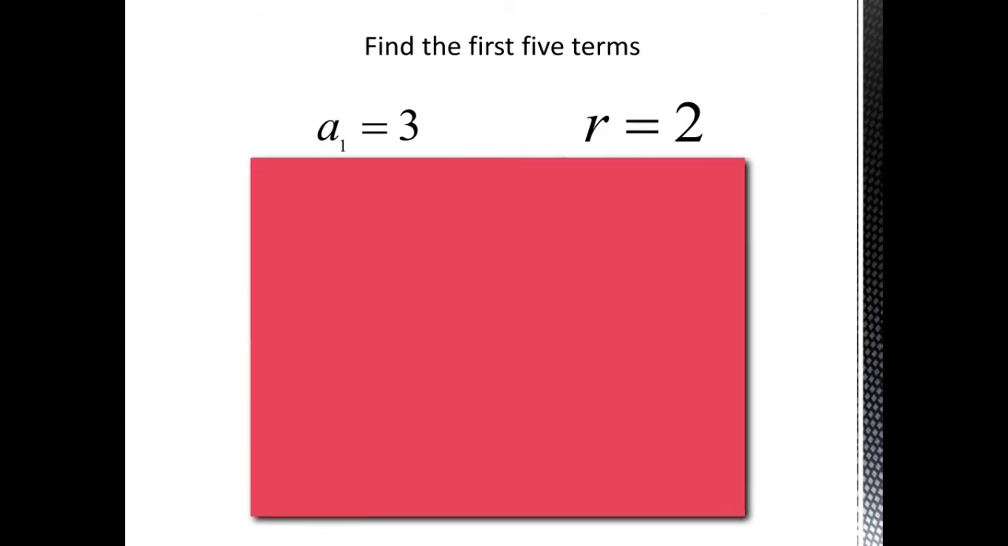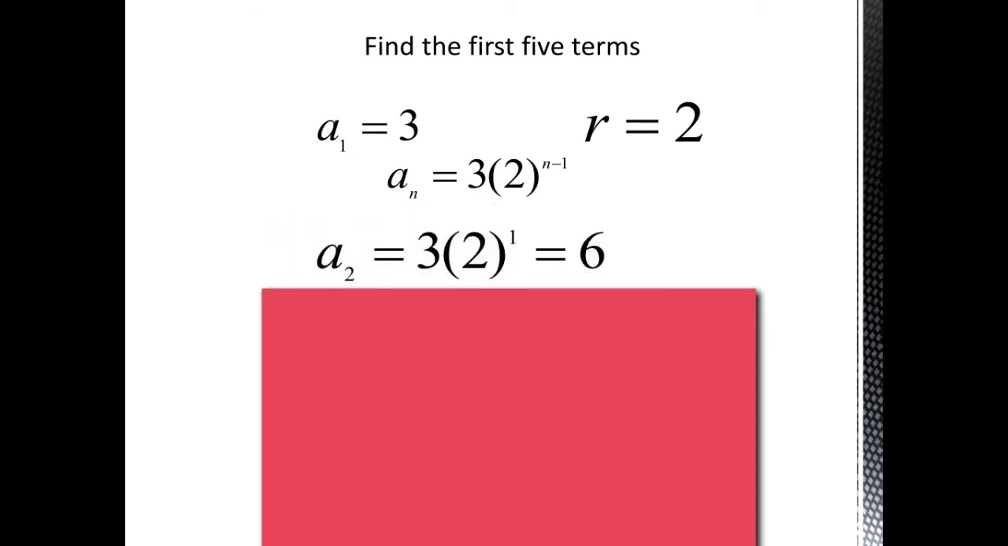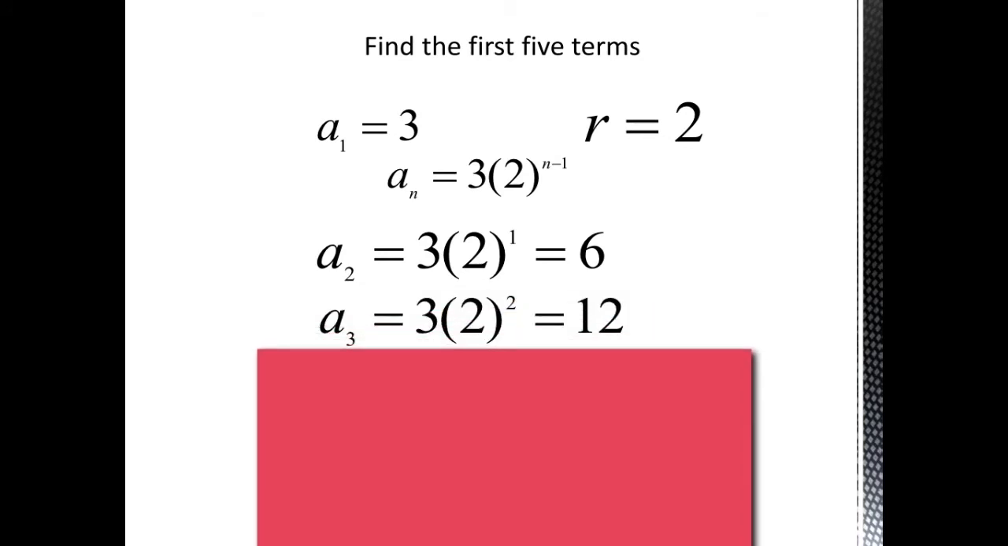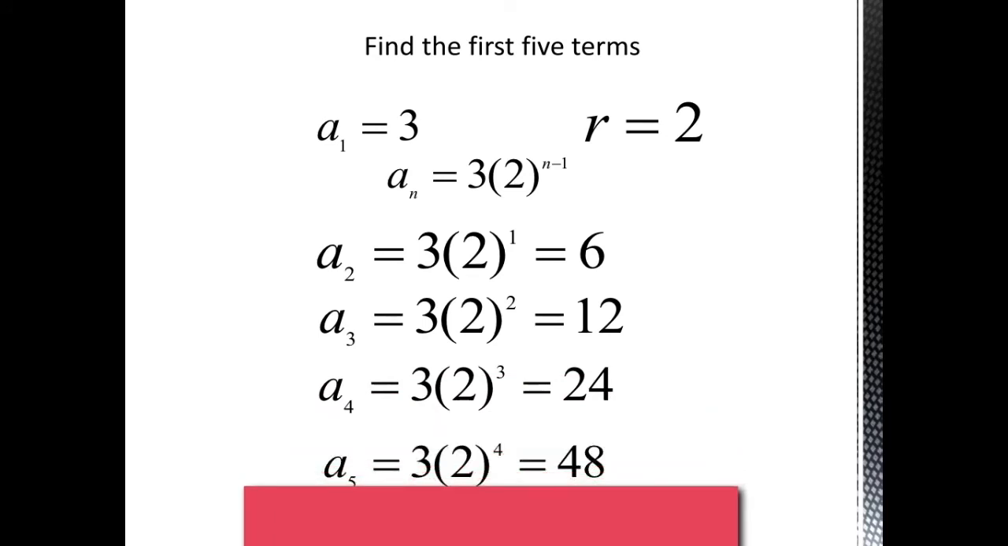Okay, so here we have the first term, it's 3. The common ratio is 2. So the first question is, what is the equation? By plugging these into the last formula, we get a sub n is equal to 3 times 2 to the n minus 1 power. Now we're going to go ahead and plug in some values to find our first 5 terms. Plugging in a 1, I get 3 times 2 to the zero, which is 3. Plugging in a 2 for n, I get 3 times 2 to the first, which gives me 6. Continuing my pattern, if I double every time, I should get 12, and then 24. And 3 times 2 to the third is in fact 24. Finally, doubling one more time, 3 times 2 to the fourth is 48.